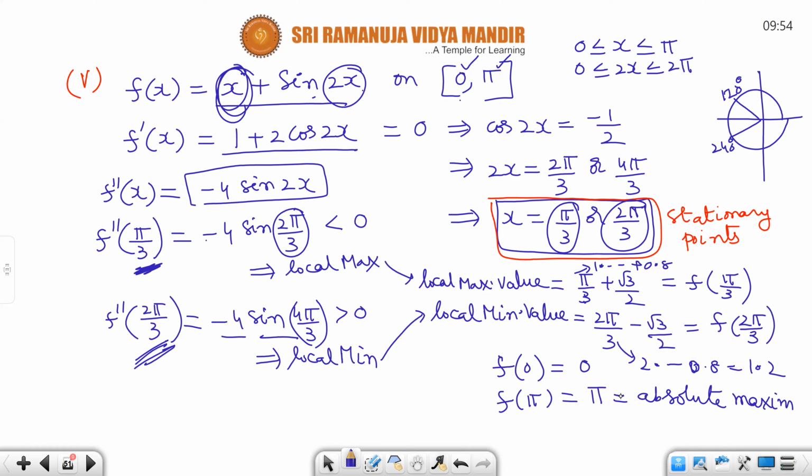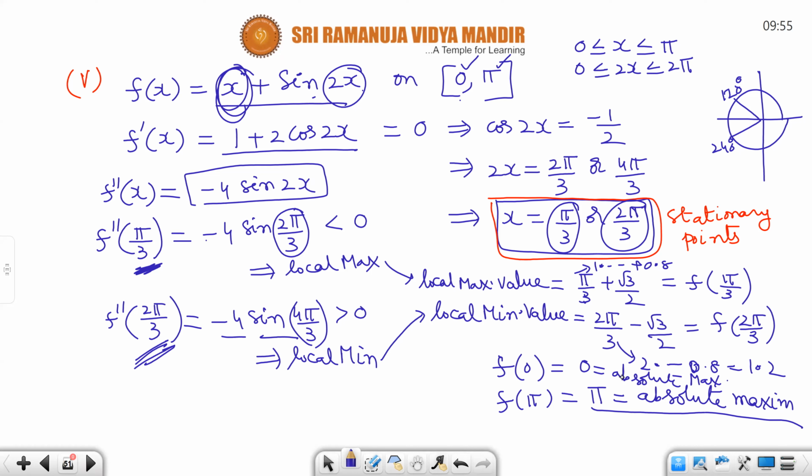This is pi, absolute maximum value is pi only, and this 0 is absolute minimum value. So both values are at the endpoints only. Local points are not absolute maximum or absolute minimum. Both points are at the endpoints of the interval only. Understood? So both points are at the endpoints only.